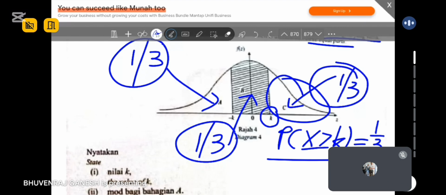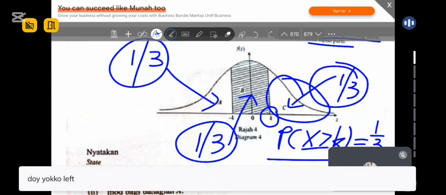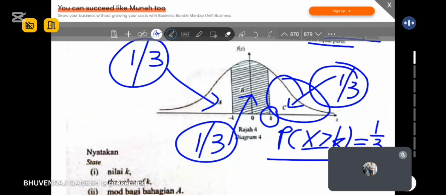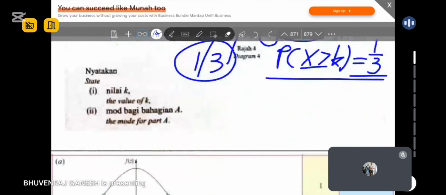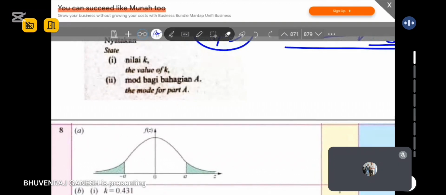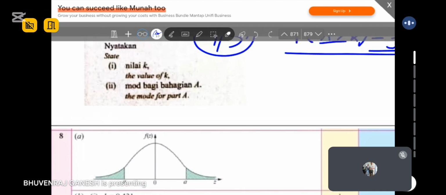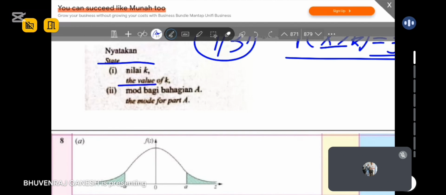Is your probability less than 0.5, guys? Yes. Okay, my probability is less than 0.5, 1/3. So you can directly refer to your table for the answer. Clear, guys? Can you get it? So if you refer to your table directly, you will get the answer K equals 0.431. Can? Easy, right, guys? 0.431. This one says state, so no working, because they say state.